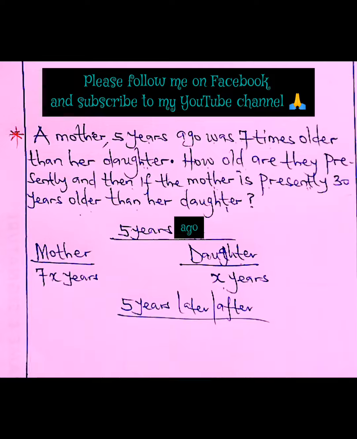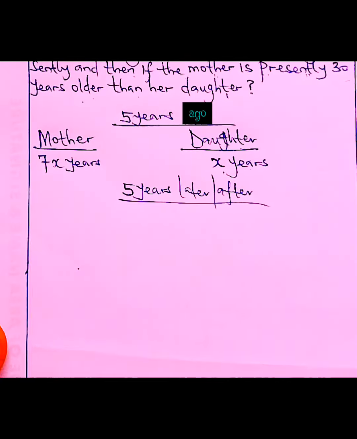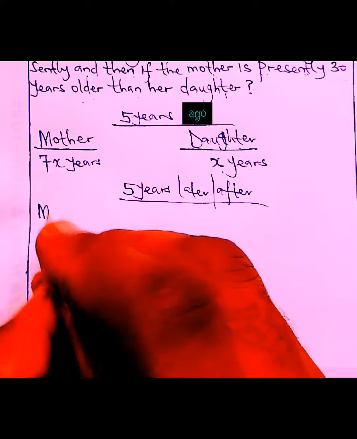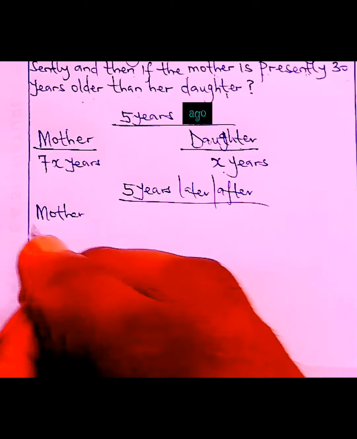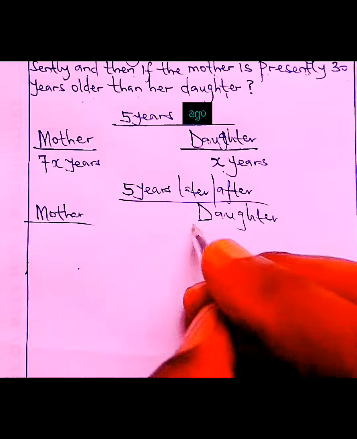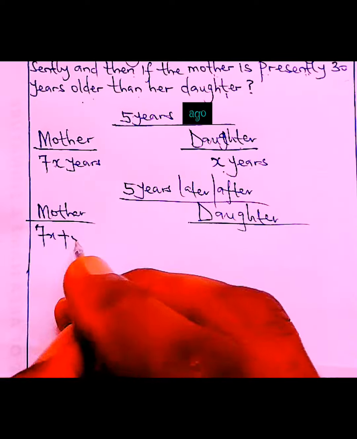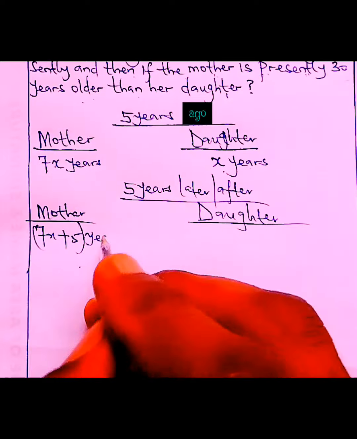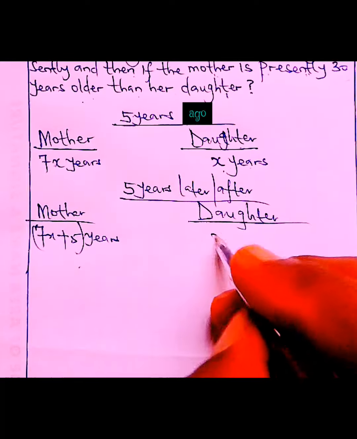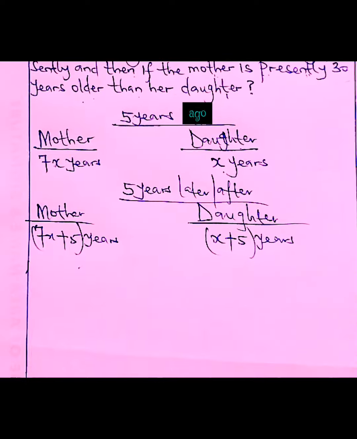What does it mean? If 5 years after, the mother is going to be what? 5 years would have been added to their ages, mother and daughter. So 5 years after, the mother will be 7x plus 5 years old, while the daughter will be 5 years older also, so x plus 5 years old this time around.